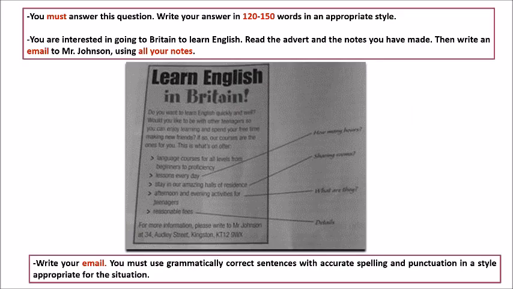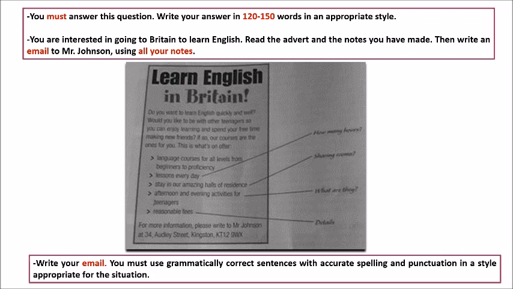Okay, so it says here, you must answer this question. Write your answer in 120 to 150 words in an appropriate style. You're interested in going to Britain to learn English. Read the advert and the notes you have made. Then write an email to Mr. Johnson using all your notes. Remember that in this case it has to be specifically what they're telling you to write, so it has to be an email. It says write your email. You must use grammatically correct sentences with accurate spelling and punctuation in a style appropriate for the situation.